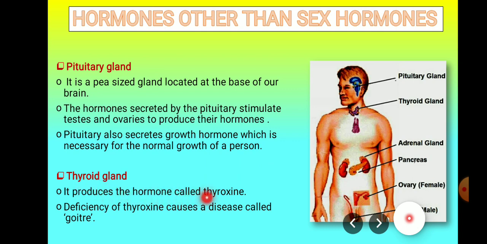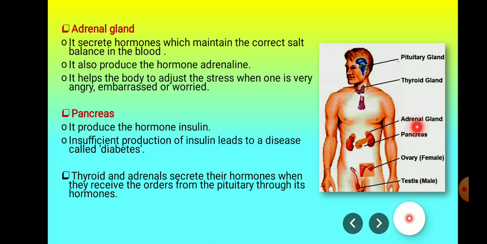Thyroid gland: it produces the hormone called thyroxine, and deficiency of thyroxine causes a disease called goiter. Adrenal gland: it secretes hormones which maintain the correct salt balance in the blood. It also produces the hormone adrenaline. It helps the body to adjust to stress when one is very angry, embarrassed or worried.